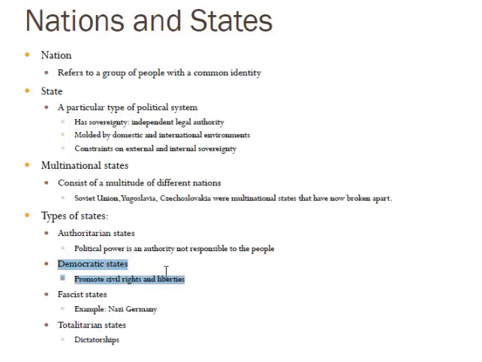Then you have democratic states, which promote civil rights and liberties, in other words, which do afford freedom to its citizens. You have fascist states, which are states that rule draconianly over its own people, and then you have totalitarian states, which are dictatorships, which again is another type of government that does not answer to the people, where we have an individual or a small group of people that rule the state and don't derive their authority from the people in the country.